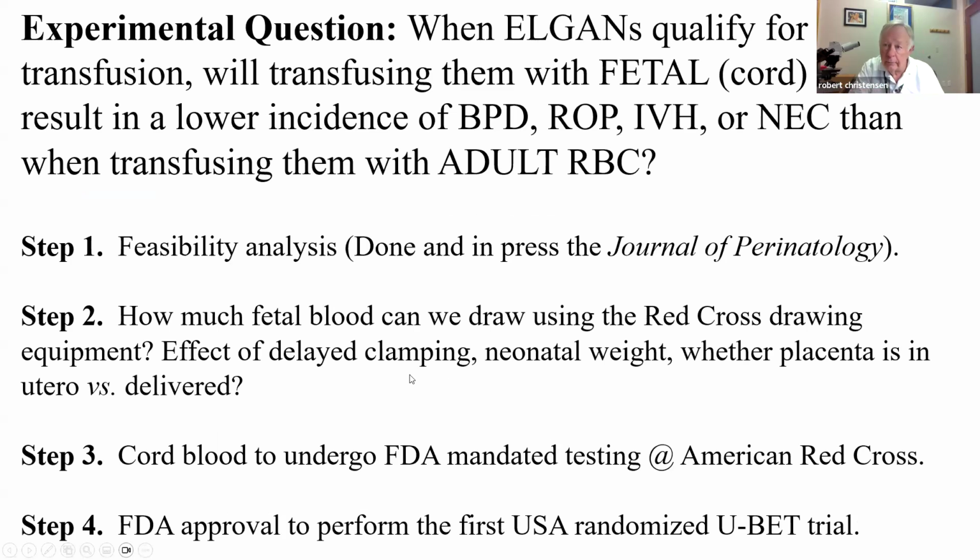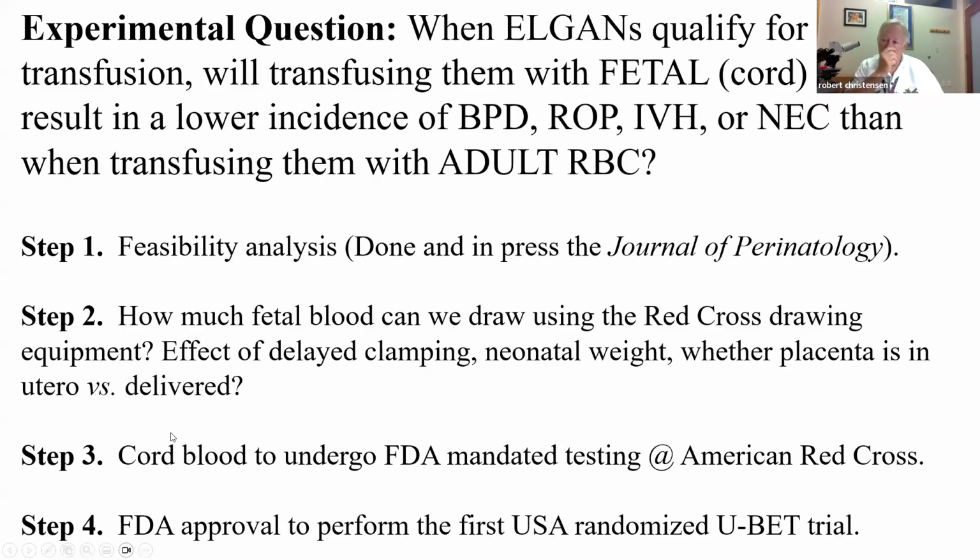We're just finishing up this last week, the step 2, and that is how much blood can we actually draw? Sometimes we get the placenta when it has been delivered. Then we basically hang it on a stand and gravity drain the blood into a Red Cross donor bag sterilely. Other times we are able to get the cord blood drawn when the placenta is still in utero in the 3rd stage of labor before the placenta is expelled. We get almost twice as much blood that way.